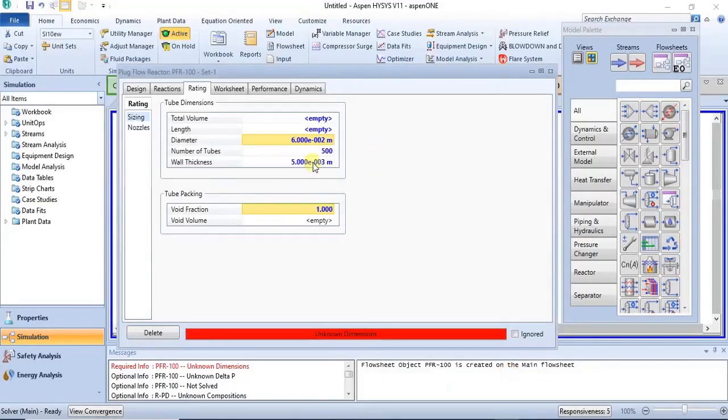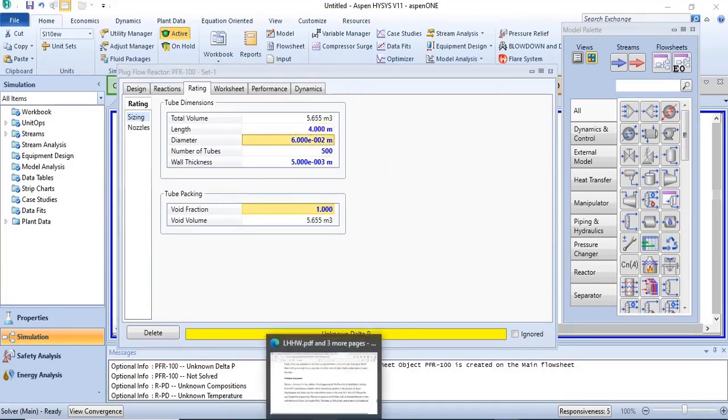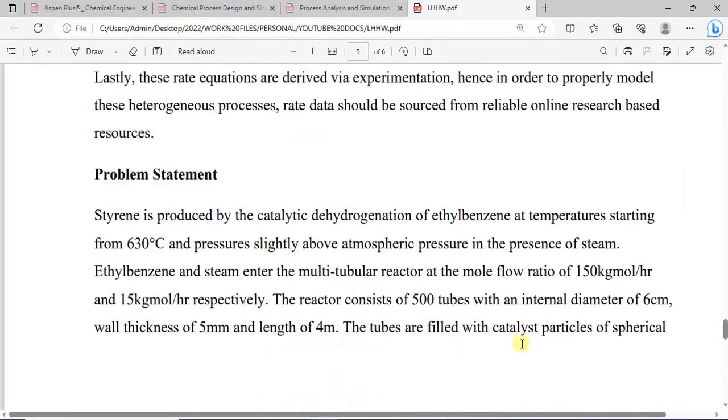So wall thickness is 5 mm. I think this is correct. If you use mm, it will convert it back to meter. So that's correct. Then length of 4 meter. Yes, length of 4 meter. That's correct too.